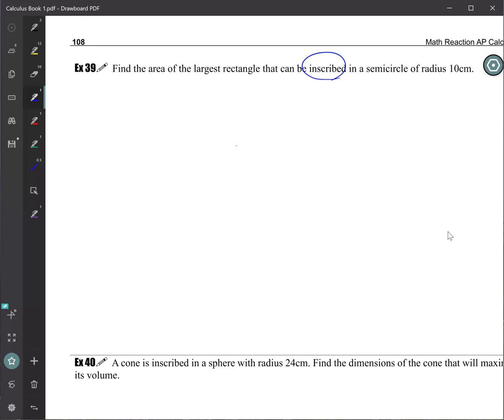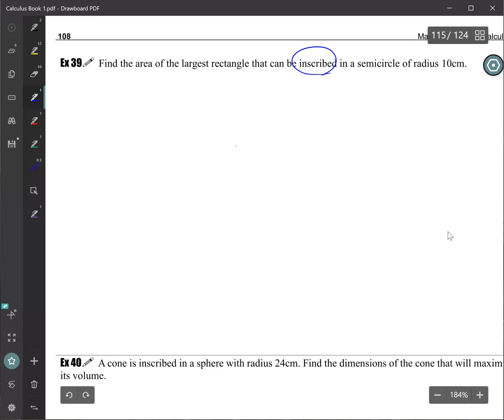Okay, think about what it means and try to draw a picture. And I'll ask you to draw on the screen. Find the area of the largest rectangle that you can place inside a semicircle. And that semicircle is fixed, okay? Radius is 10 centimeters. Okay, if you got a picture on your page, can you raise your hand?